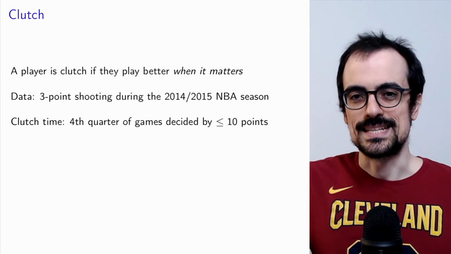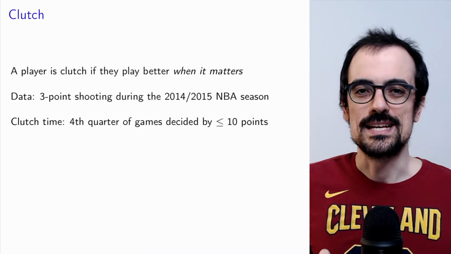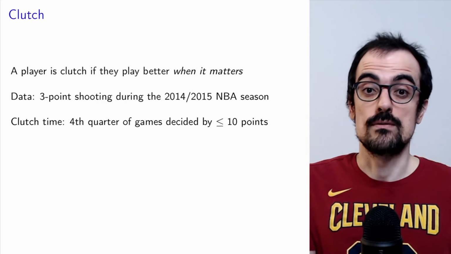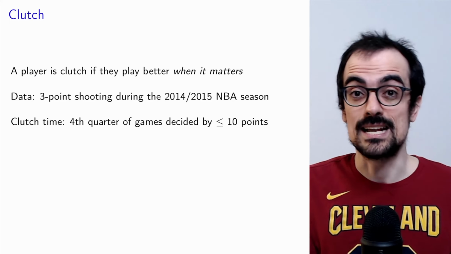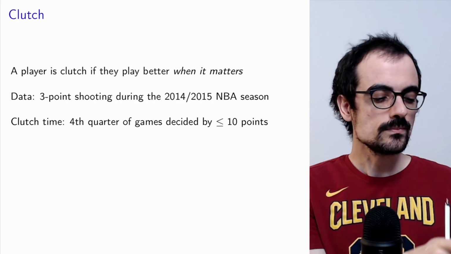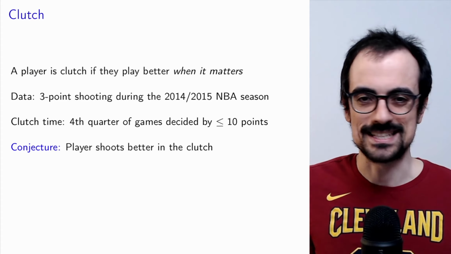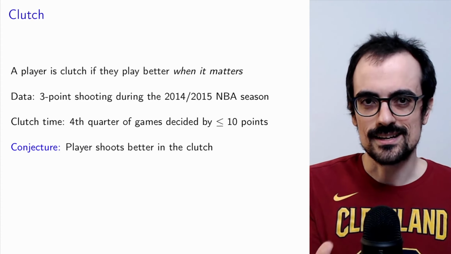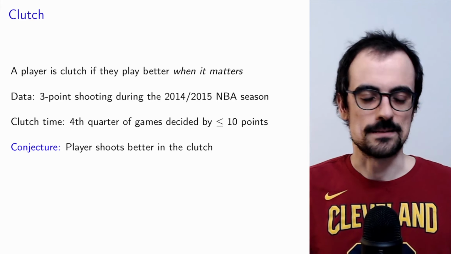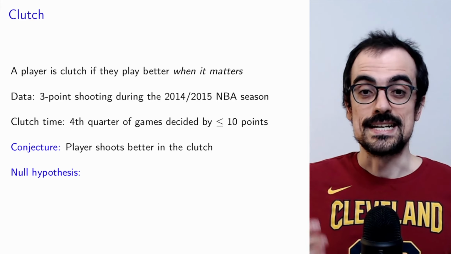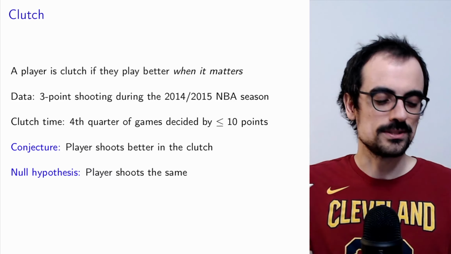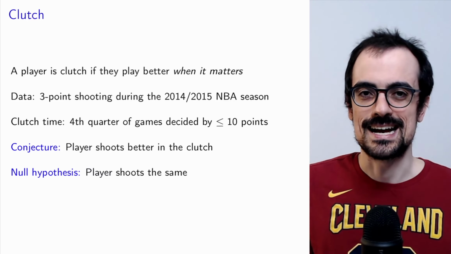Clutch time, the time when it matters, is going to be defined as the last quarter of games that are relatively close. So it's the fourth quarter of games that are decided by 10 points or less. Our conjecture is that the player gets very motivated and focused and plays better during this clutch time than the rest of the time. The null hypothesis is that that is not the case. The player shoots exactly the same in the clutch as the rest of the time.